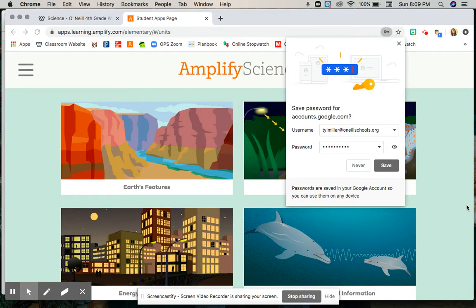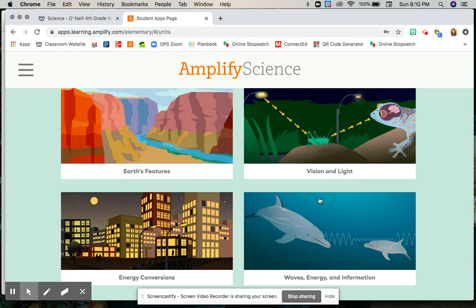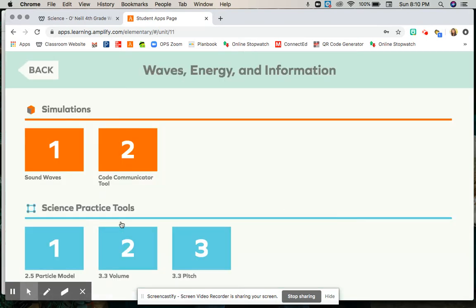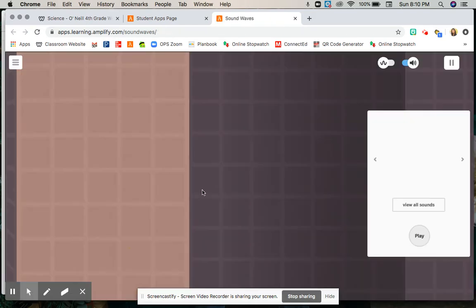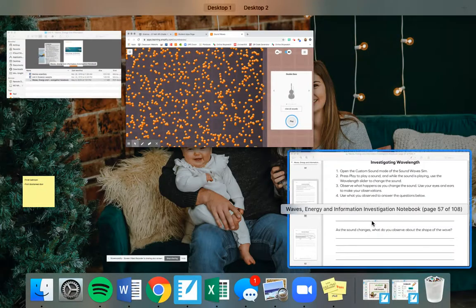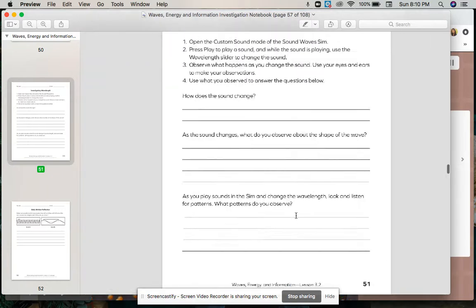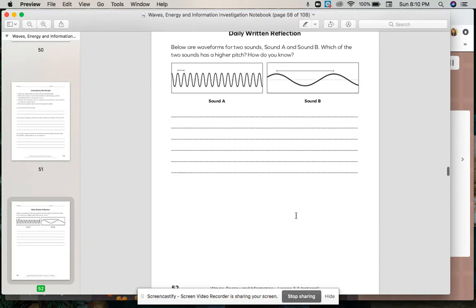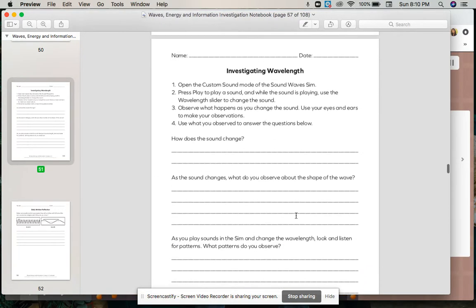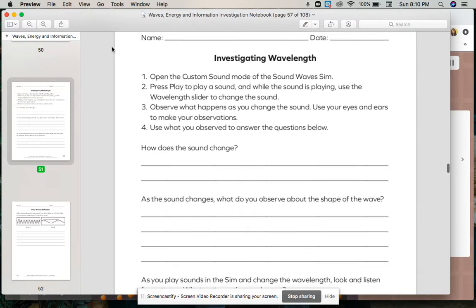All right, so we are going to make sure that we are on Waves, Energy, and Information. Today we are using the simulation Sound Waves number 1. So with this simulation, you guys need to make sure that you are also on pages 51 and 52. It says investigating wavelength. So here are the directions at the top.